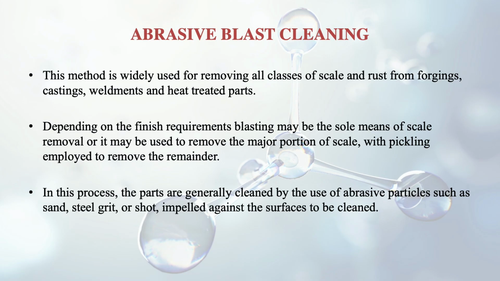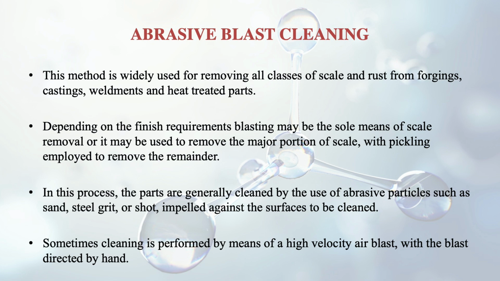So here somewhere we can use this type of cleaning for a certain portion, and the other thing that can be employed along with this is the pickling, which we read earlier. So in this process of abrasive blast cleaning, parts are generally cleaned by the use of abrasive particles like the sand, steel grit or shot, which is impelled against the surface to be cleaned. So they will strike against the surface, and sometimes cleaning is performed by means of high velocity air blast also. So either we are striking with the help of particles or we are striking with air. So these 2 types of things are there.